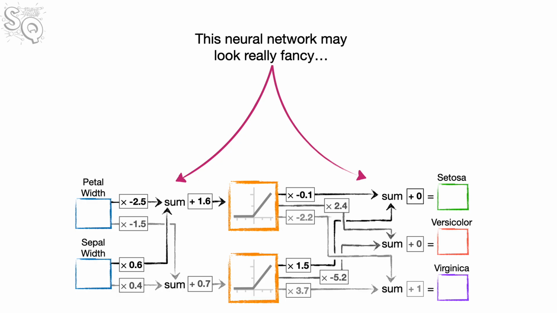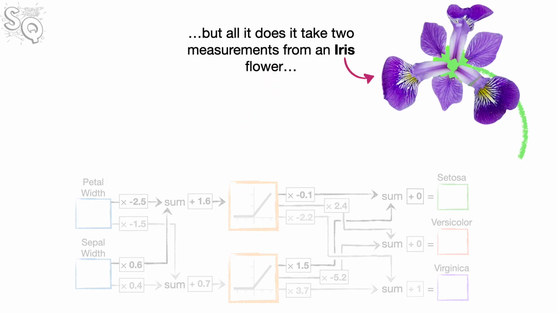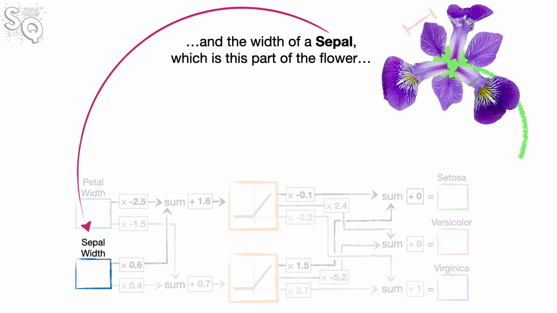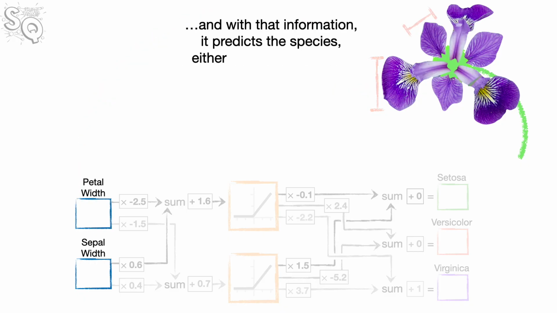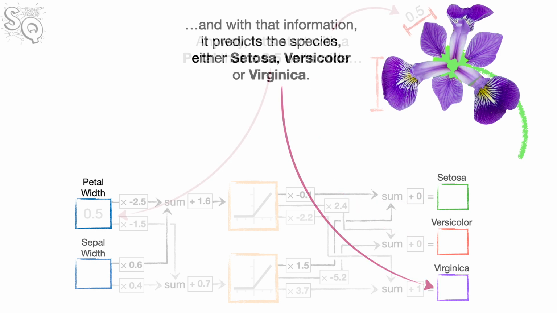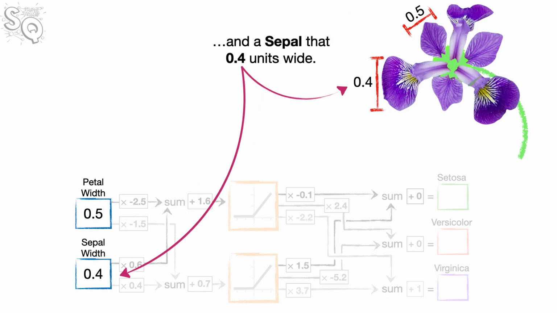This neural network may look really fancy, but all it does is take 2 measurements from an iris flower, the width of a petal, which is this part of the flower, and the width of a sepal, which is this part of the flower. And with that information, it predicts the species, either setosa, versicolor, or virginica. Anyway, let's start with a petal that is 0.5 units wide, and a sepal that is 0.4 units wide.